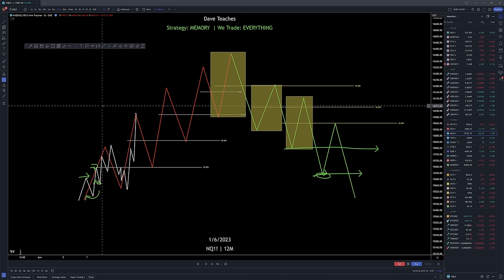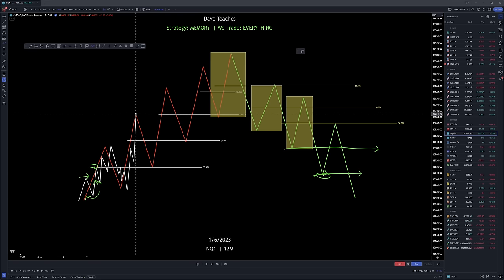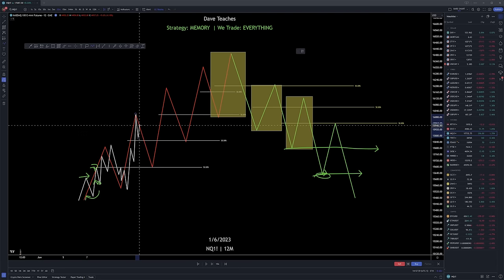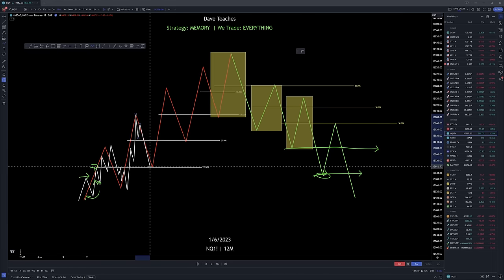So now, what do we have up here? We have this high get put in. And as soon as this high gets put in, we have a huge rejection back down like that, right? Let's say you had a little something right there. And a huge rejection back down like that.